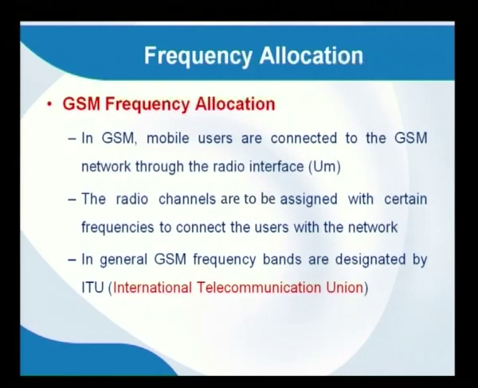In GSM, mobile users are connected to the GSM network through the radio interface. In the previous lectures, we learned about the radio interface or air interface, which is referred to as Um. The Um now takes the responsibility of connecting the mobile users to the fixed tower. So many protocols have been defined in the Um interface. Now the Um interface regulates the user to connect with the fixed network.